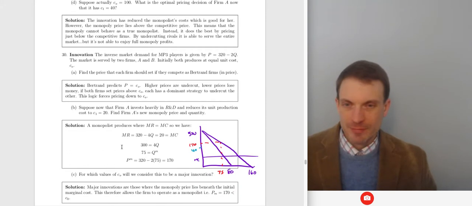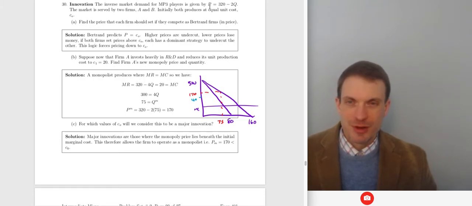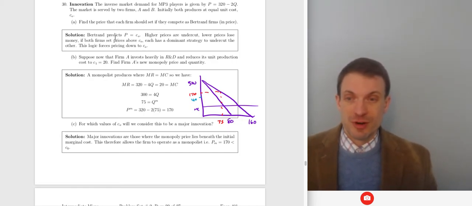So, all right, let's see. The inverse market demand for MP3 players is given by 320 minus 2Q. The market is served by two firms. Initially, both have a unit cost of C0. Find the price that each should set if they compete as Bertrand firms. Well, they should set their price equal to C0 as Bertrand firms. That's what Bertrand pricing does.